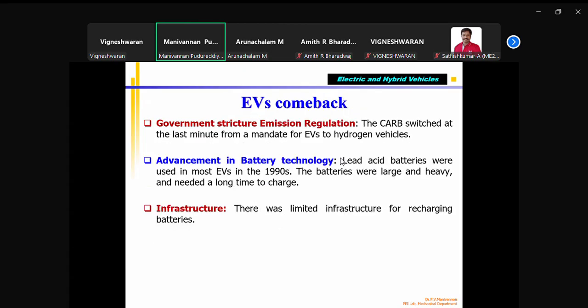Then later, EVs came after the hybrid vehicle. Then EVs also we'll see in the next class on Monday.